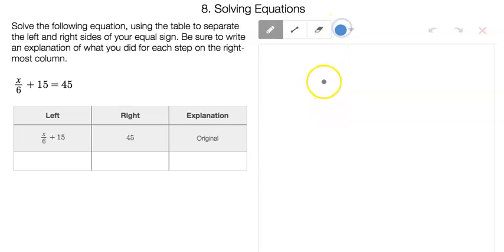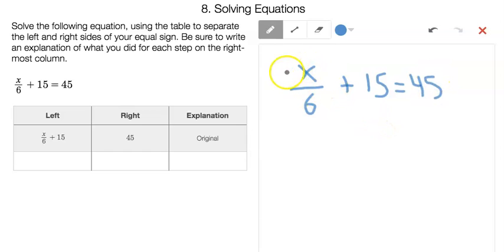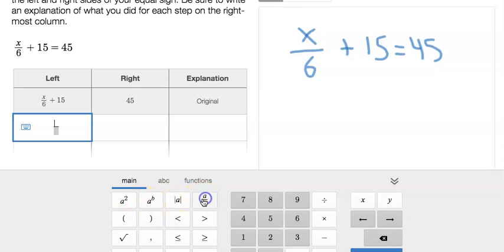So I am going to go ahead and write this problem out. We have x over 6, which really means x divided by 6, plus 15 equals 45. So what do we do? Well, we want to isolate this x all by itself. So the first thing I want to do is subtract 15 from both sides. And off to the side, remember, if you click on this little keyboard here, you can put in fractions. So I'm going to put x over 6, and over here, what I'm going to do is subtract 15.